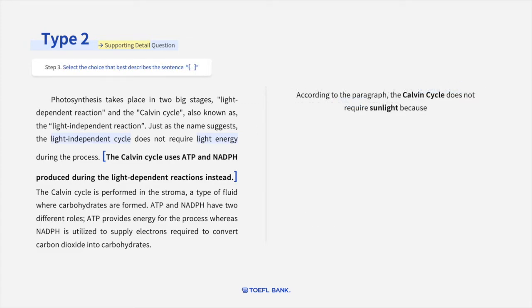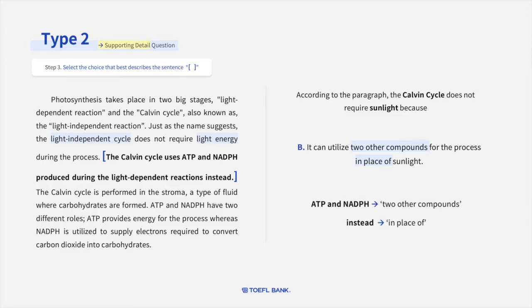First, let's look at the correct answer to this question. The correct answer is B. It can utilize two other compounds for the process in place of sunlight. If you compare it to the sentence that contains the answer to what the question is asking for, ATP and NADPH in the sentence is represented as two other compounds and instead is paraphrased to in place of sunlight. Because the sentence in the passage is correctly paraphrased in choice B, B is the answer.